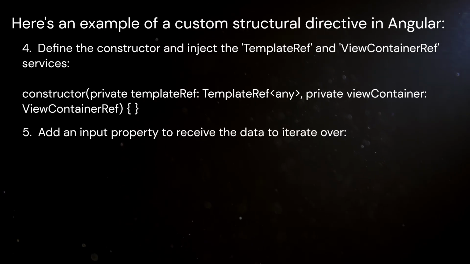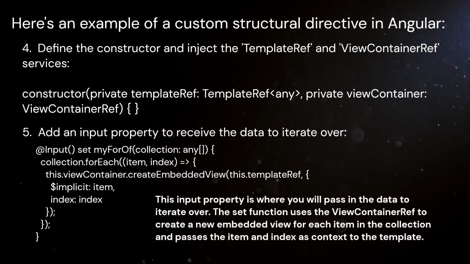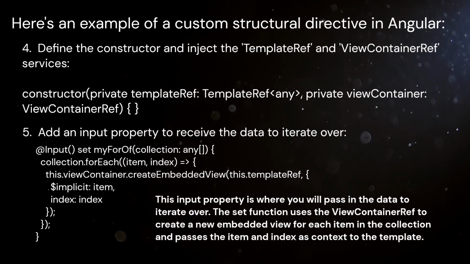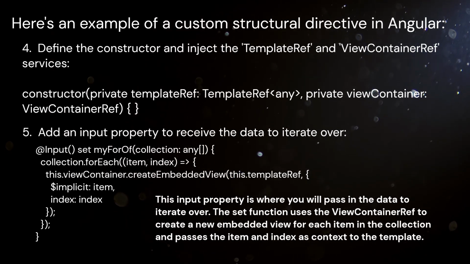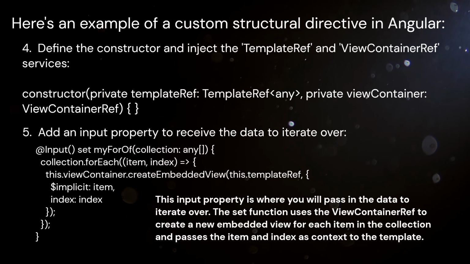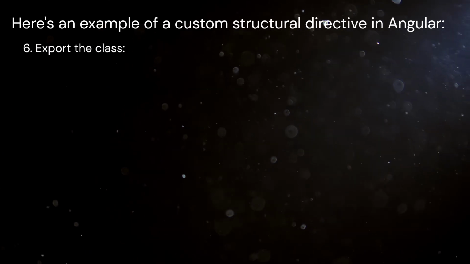Step 5. Add an input property to receive the data to iterate over. This input property is where you will pass in the data to iterate over. The set function uses the ViewContainerRef to create a new embedded view for each item in the collection and passes the item and index as context to the template. Step 6. Export the class.